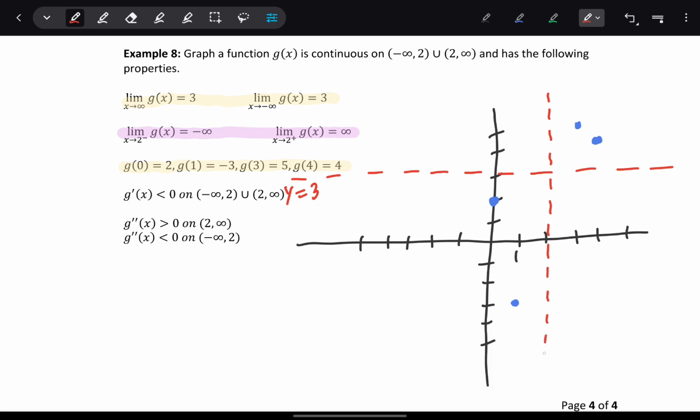The only way that behavior can happen is if we had a vertical asymptote, and this tells us as we approach 2 from the right-hand side, we're headed to infinity. As we approach 2 from the left-hand side, we're headed to negative infinity. We're told that our function is decreasing across the entire domain except at that point 2, where our function is undefined. So our function has to be decreasing.